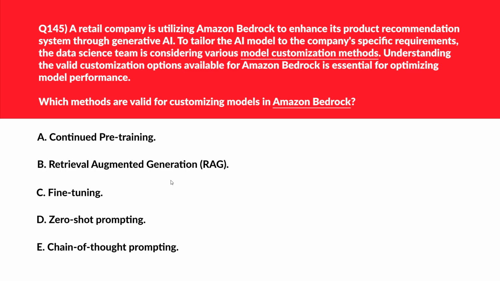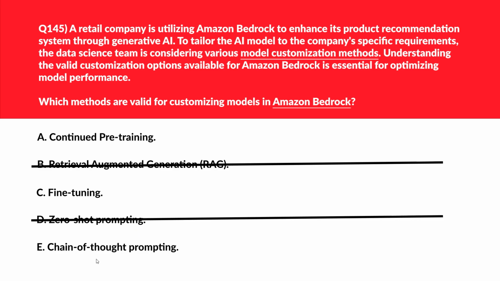So let's reject this. Let's move to option C. C says fine tuning. Fine tuning is all about adjusting the model parameters using specific training data to improve its performance on the desired task. Looks good. Let's park this. Let's move to option D. D says zero shot prompting. Zero shot prompting involves providing prompts to a model without any prior training on a specific task, which does not customize the model itself. So let's eliminate this.